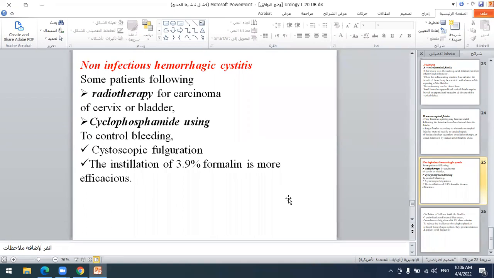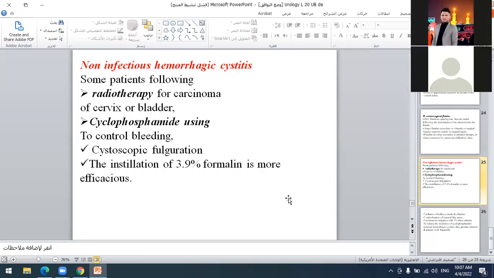Sometimes no benefit. So we try the use of alum. You know, alum is available in the market. We will instill it inside the bladder, diluted with normal saline, and try to wash the bladder with it. Sometimes it benefits. If no benefit, go for other things.